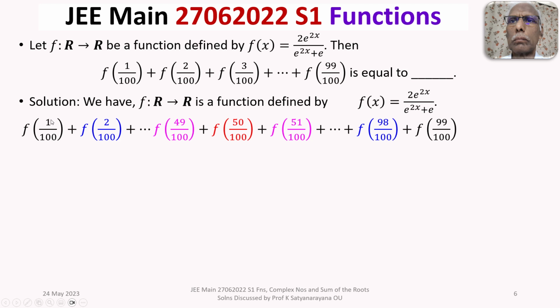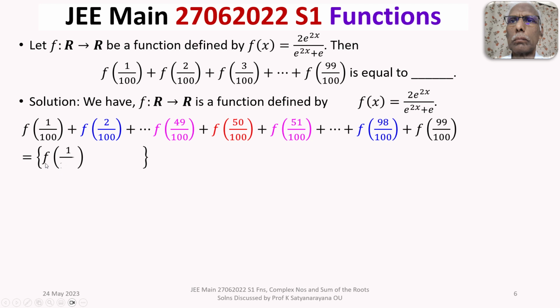Observe that we are grouping the first one and the last one as the first group. Now the second one and the last but one we are grouping, and I have shown that with the same color, and f of 49 by 100 we will group with f of 51 by 100, and we will be left with only one term, that is f of 50 by 100. So we are grouping into 49 groups and we are left out one term, that is f of 50 by 100.